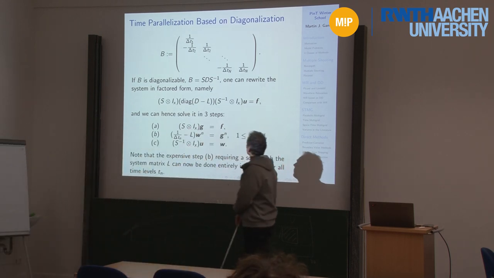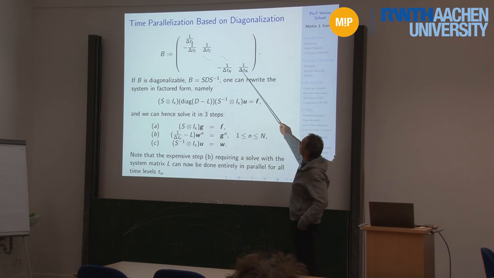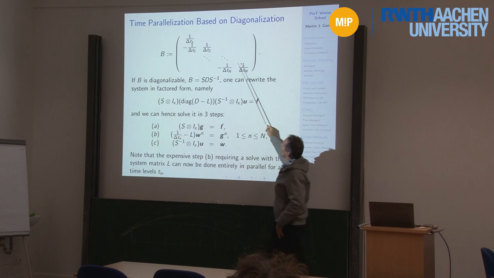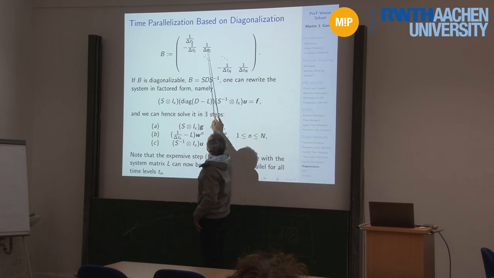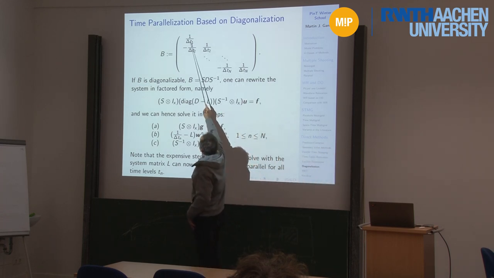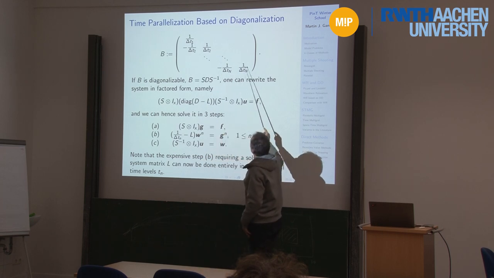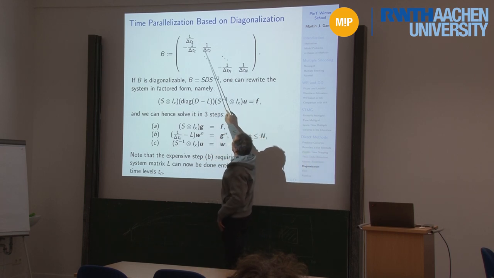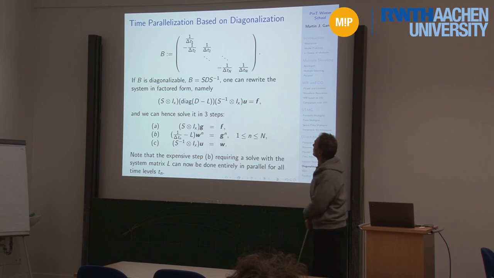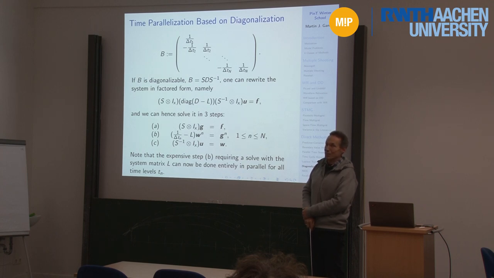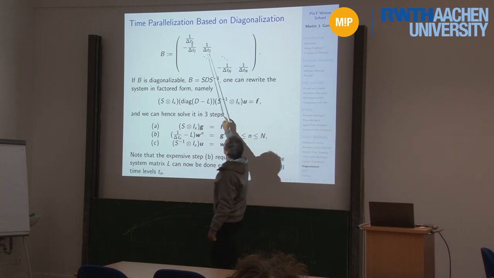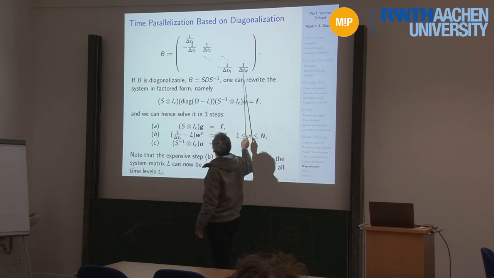So what this method assumes is that you can diagonalize this matrix B. Now if this time step was the same everywhere, you see this is a triangular matrix. And if there is the same value on the diagonal, this is a Jordan block. Jordan blocks cannot be diagonalized by definition. That's why you need to have a different time step. If the time step is different, then you can diagonalize.